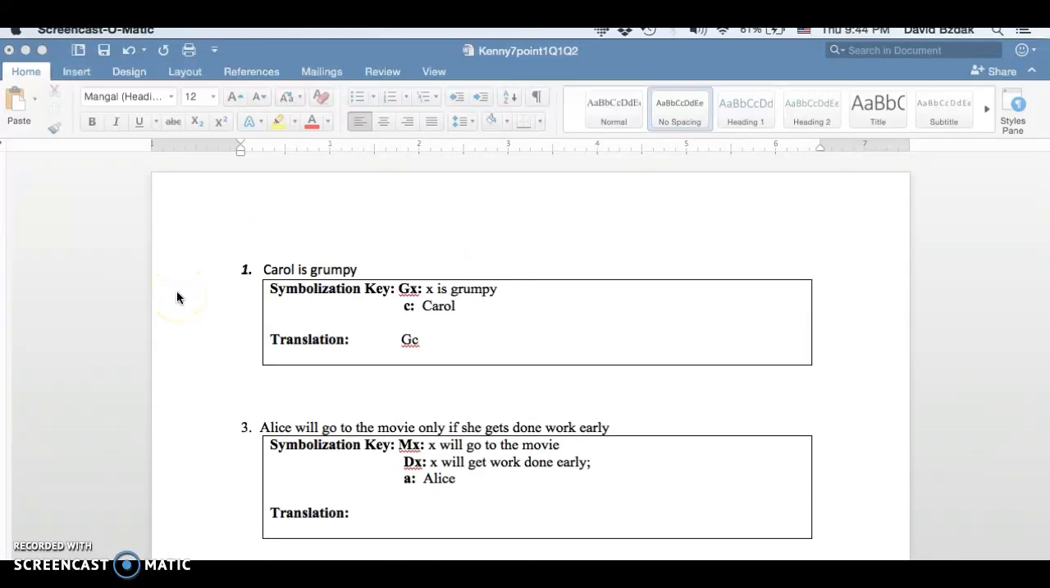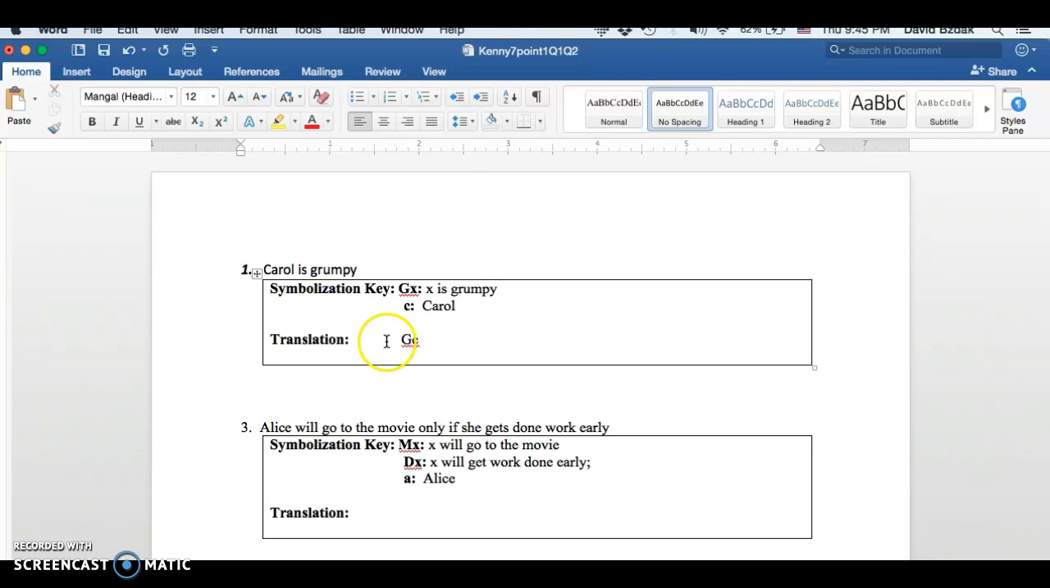Okay, this is exercise 7.1, Q1, 2, and 3. I'm going to do some of the odd numbered problems since the even numbered problems are due for homework. These are translations in predicate logic, which is what this is called, or sometimes called quantifier logic.